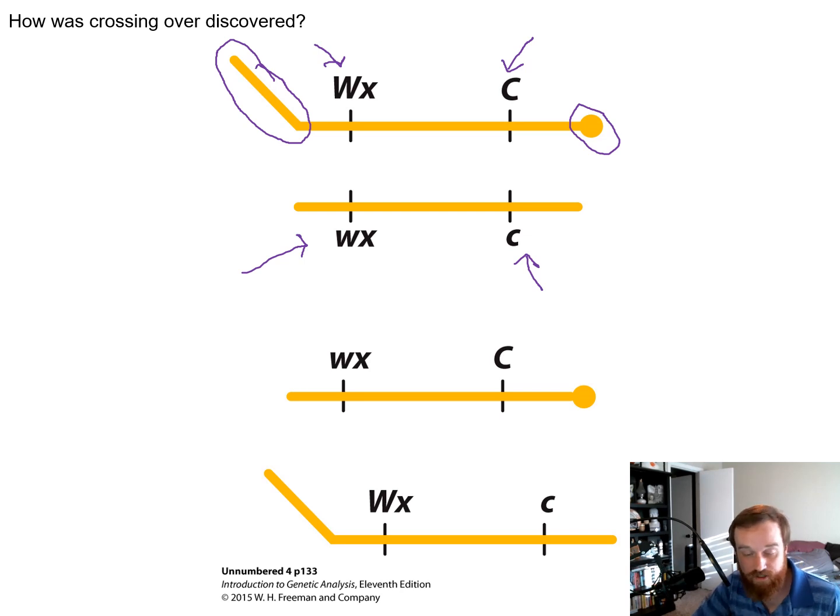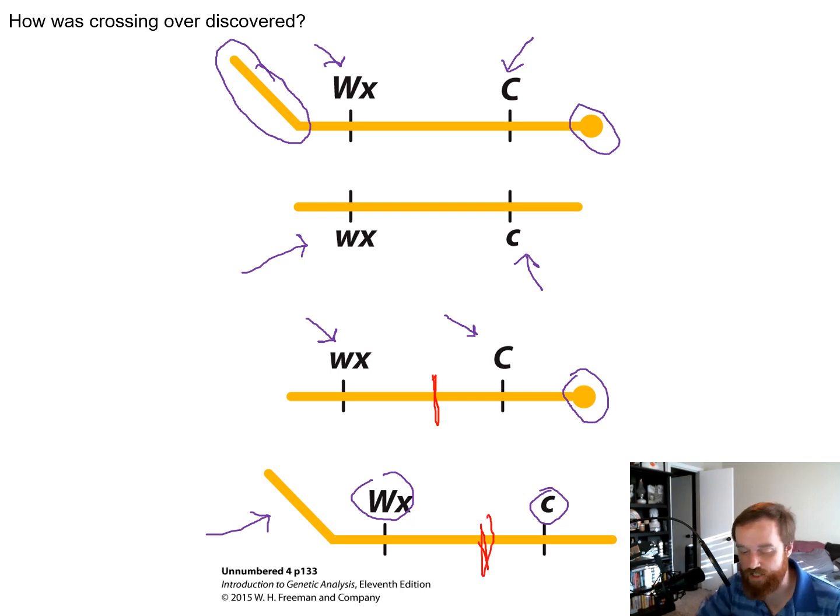Well, after meiosis in the offspring of this F1 individual, they examined these two chromosomes again, and they found that they now had a recessive WX partnered with a dominant C, which was not in one of those two parental genotypes, and also this knob was inherited along with this dominant C. The other chromosome had the dominant WX and the recessive C, but it inherited this long tail. So what must have happened was these two chromosomes were cut right down the middle and then pasted to one another through this process of recombination.